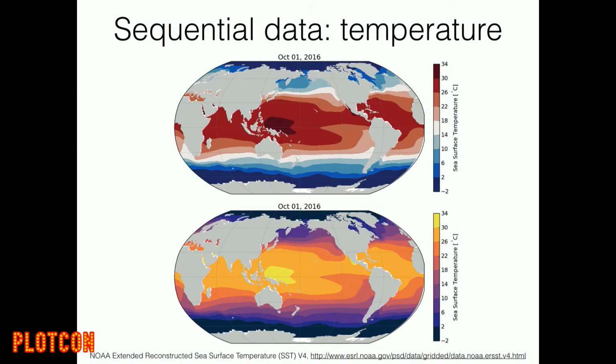Okay, so how about some examples? Temperature generally is a good example of a sequential data set. It's just a range of values that are telling you information. I've plotted it here with 2 color maps. On the top, we have this same diverging color map from before.